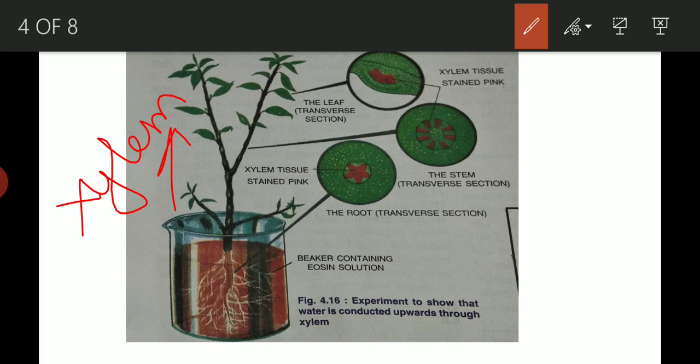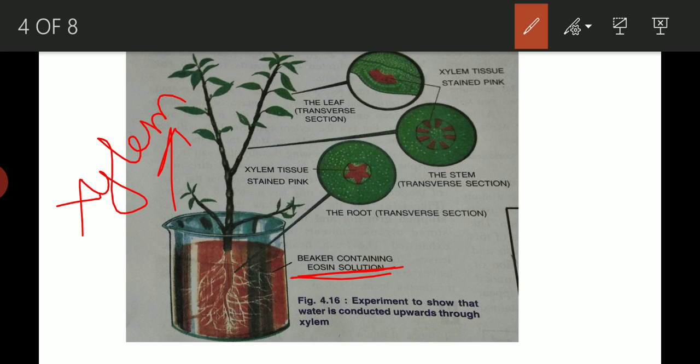Again we have taken the example of a balsam plant, a medium sized young balsam plant. We uprooted it and washed it. Then after washing we placed the plant in a beaker which contains a stain. See the pink solution, because it contains a red stain, eosin. We should make sure that the roots of the plant are completely submerged in the solution. This setup will be left for 3 to 4 hours.